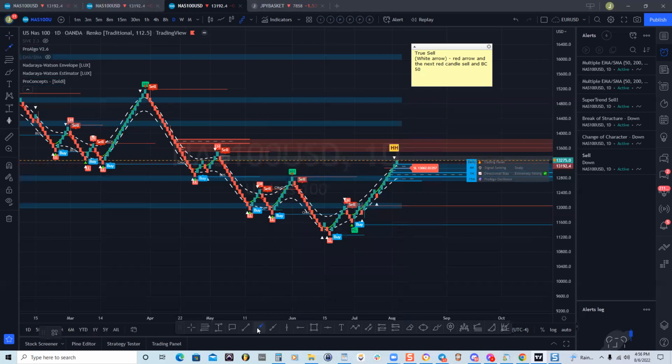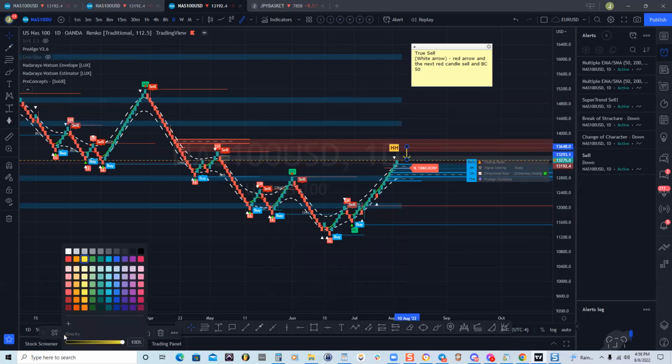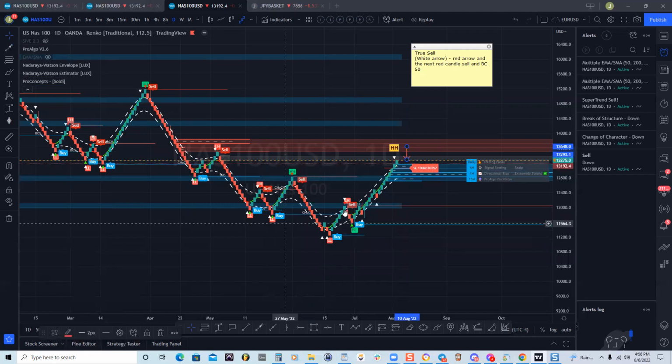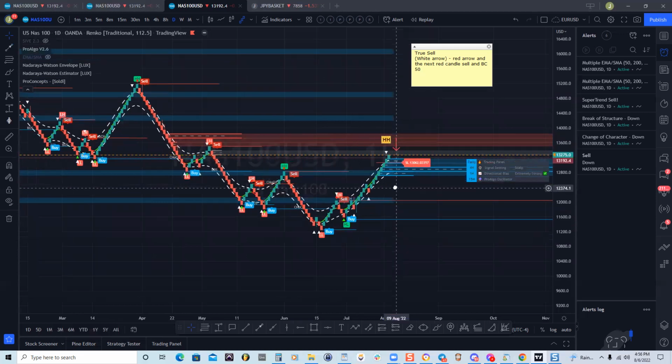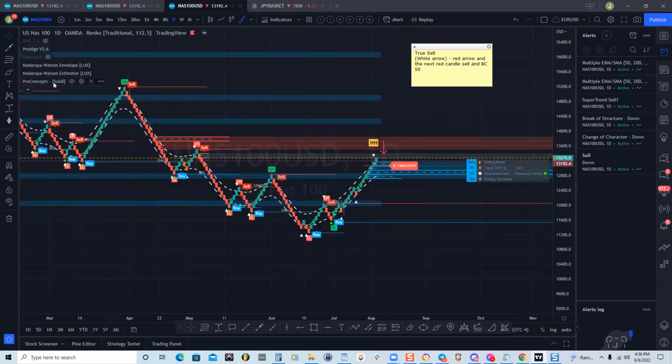Once I get this, and once I get a red arrow going down, this is going to be a sell I'm going to take. Once I see this here, that's the combination right there. White, red, HH. Game's over. And then you can have confirmation.